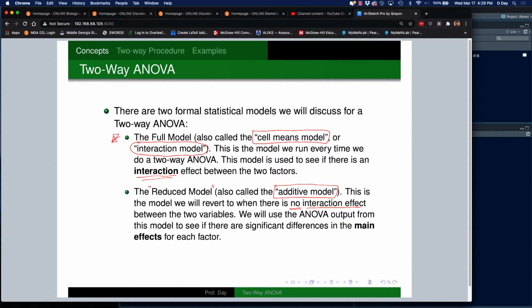We'll use the ANOVA output from this model to see if there are significant differences in the main effects for each factor. Another way to think of that last term is what we're really going to be doing if we use that. When we find there's no interaction between our two factors, we can break them apart and see, for the first factor, are there significant differences in the means between those? That's what they call finding significant differences for the main effects.